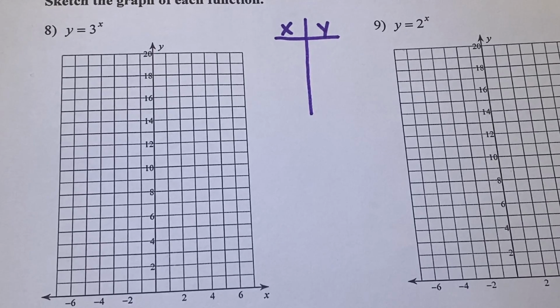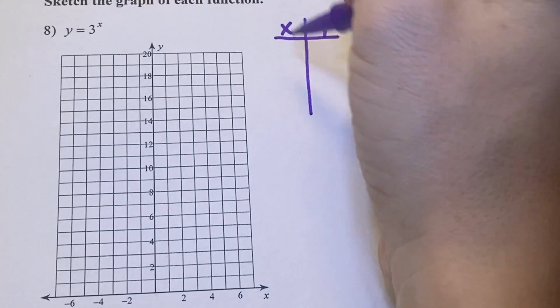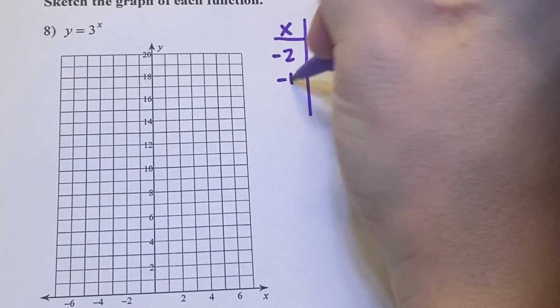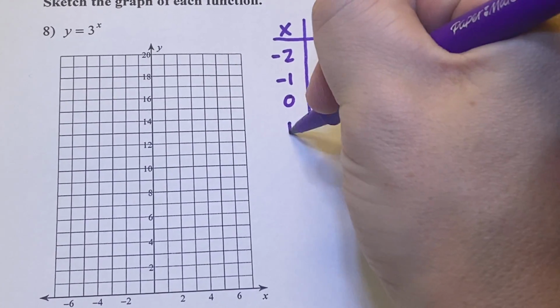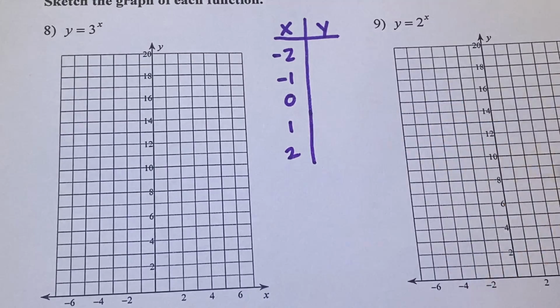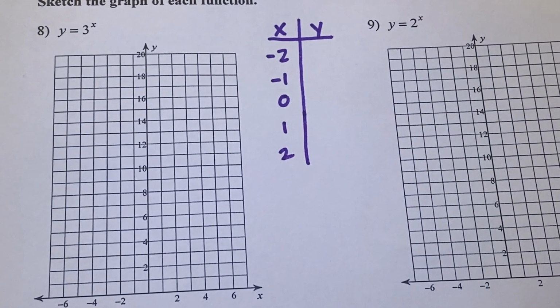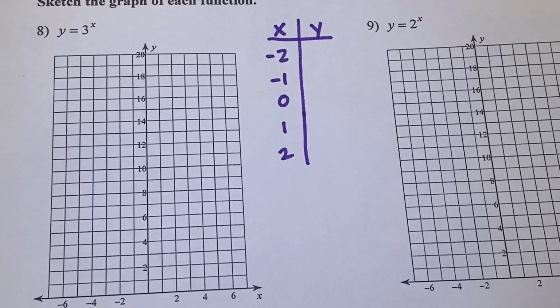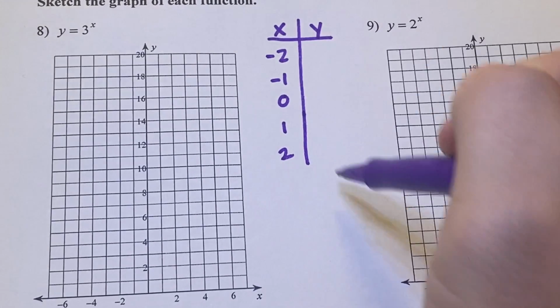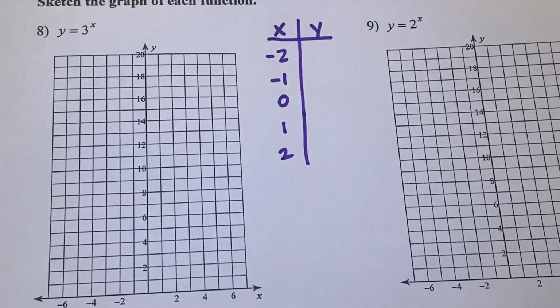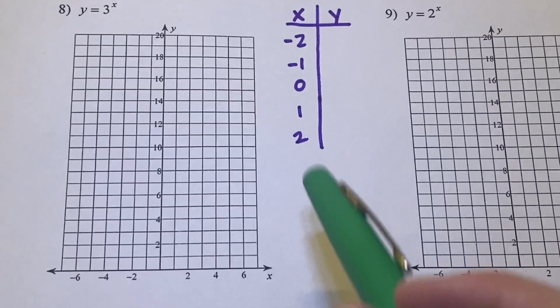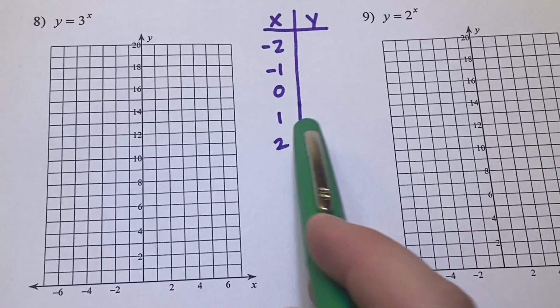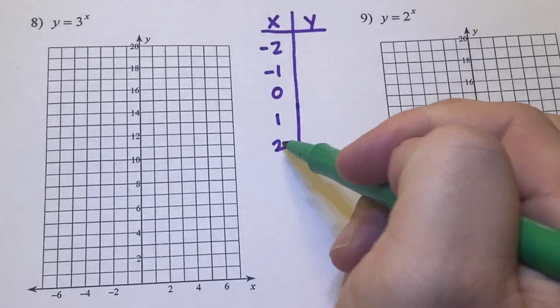What a table does is you choose numbers that we're going to input for x. I like doing -2, -1, 0, 1, and 2. We literally just chose numbers to plug in for x, and we're going to see what it gives us for y. Let's start with the positives first, right? Negative exponents can be a little tricky.